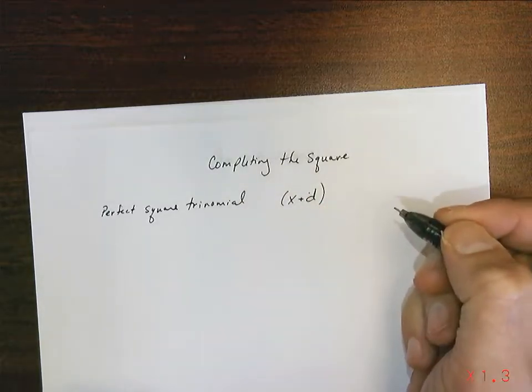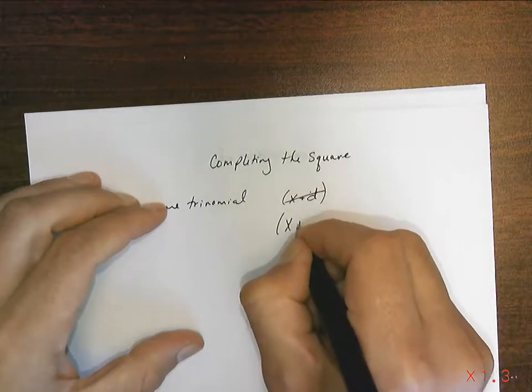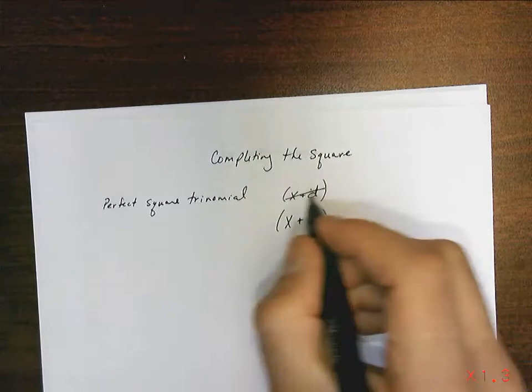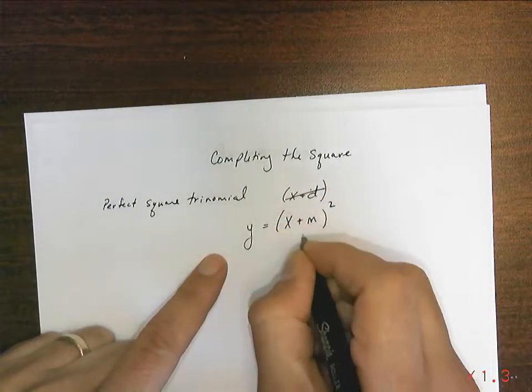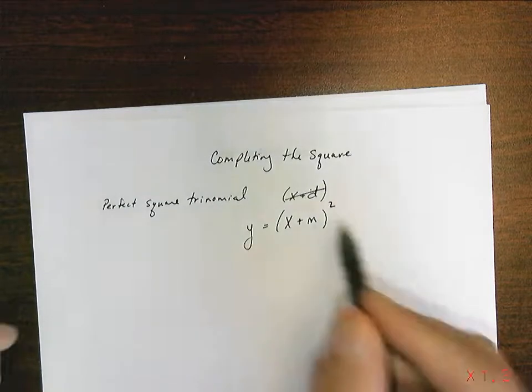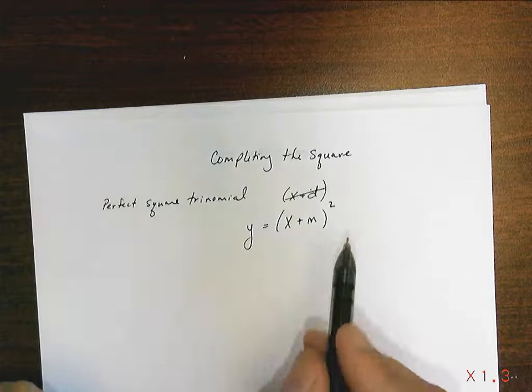Ooh, you know what? No. I'm going to use m because it's going to represent the magic number. M for magic. Excellent. So a perfect square trinomial is a trinomial that can be written like that: x plus m squared, where m is this magical number that allows it to be written in this form.